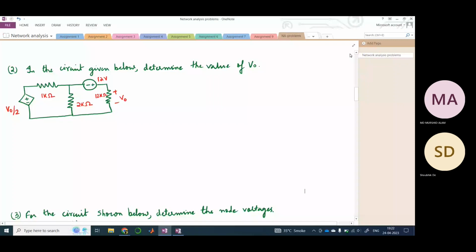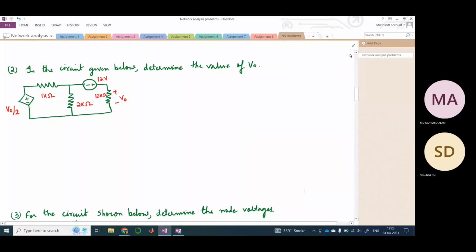So in the next question, see, this is a super node problem. What is a super node? Basically, this is a node here, right? This is a node here, and this is also a node here, right? So in between two nodes, you have a voltage source connected. So in that case, this becomes a super node, right? Because these two nodes are connected by this voltage source.